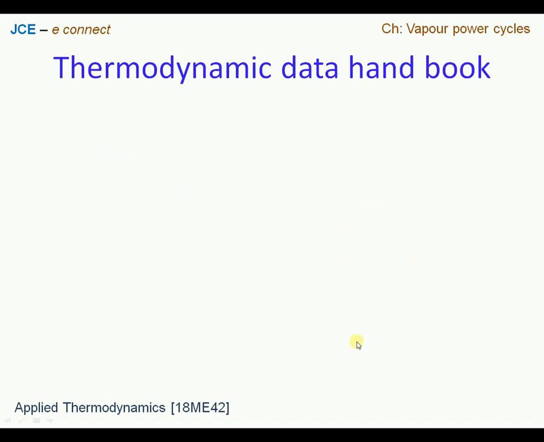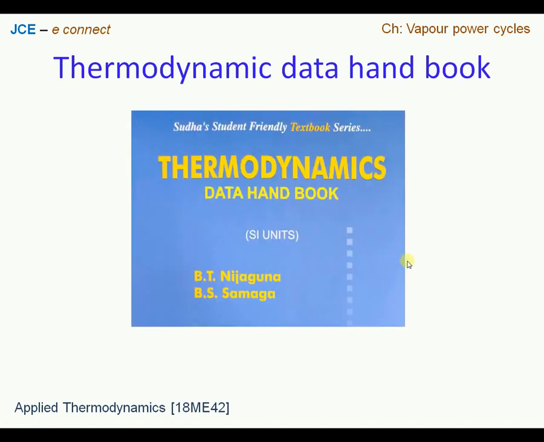Let us now move ahead and see what the different contents in that data table are. So these are the thermodynamic data tables which we are referring to for our course, by B T Nijaguna and B S Samaga. This is as per our university recommendation. So this is the steam table which we are following for the present course. Whatever data I am explaining pertains to this data book.